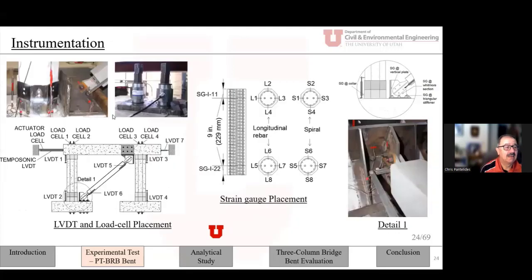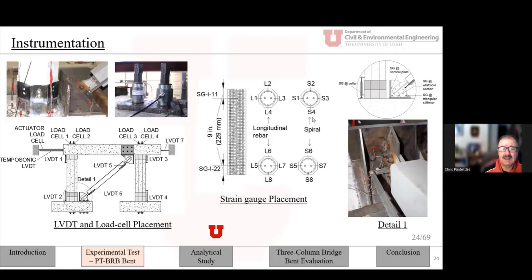Here you can see clearly the gap between the vertical stiffener of the gusset and the column. Also some detail of how we measure the rotation of the column. And here you can see the two additional stiffeners that are helping protect the gusset plate against buckling.